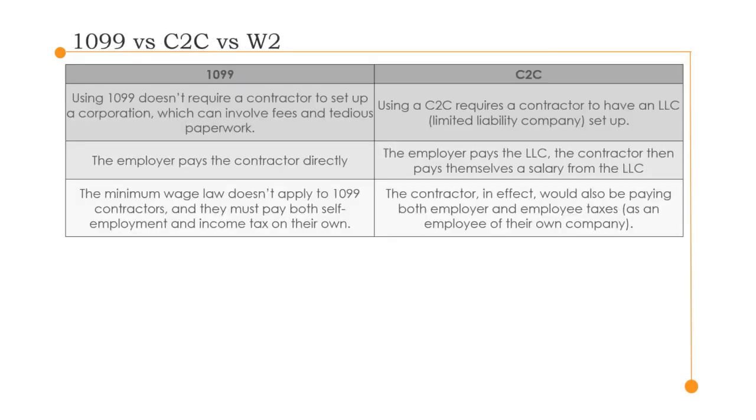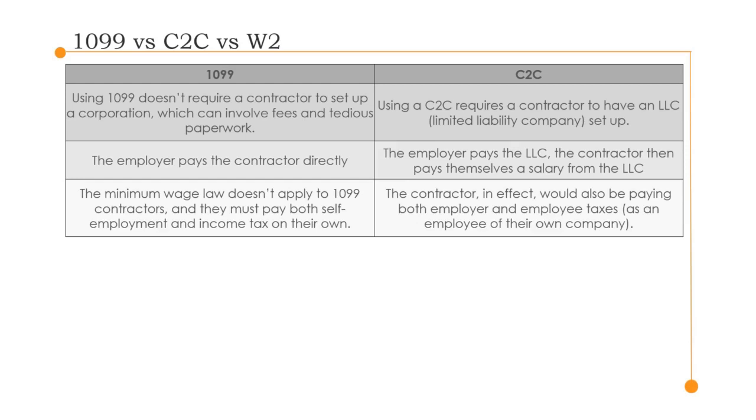Let's look at how 1099, C2C, and W-2 are different from each other. Now we already know that in W-2, the employer withholds taxes from the employee's compensation. In 1099 and C2C, the employer doesn't withhold taxes. So let's learn how 1099 and C2C differ from each other. Now, using 1099 doesn't require a contractor to set up a corporation, which can involve a lot of fees and tedious paperwork. In C2C though, the contractor does need to have an LLC set up, that's limited liability company. In 1099, the employer pays the contractor directly. In C2C, the employer pays the LLC. The contractor then pays themselves a salary from the LLC.